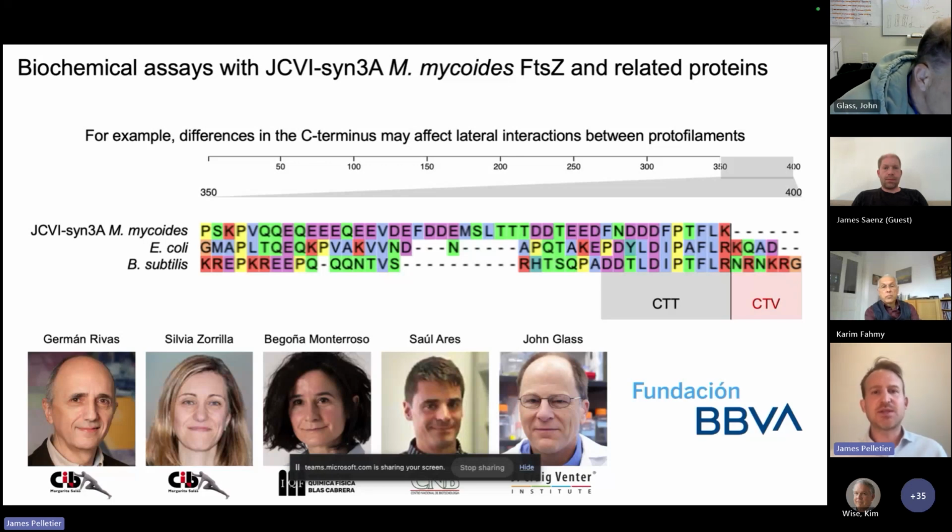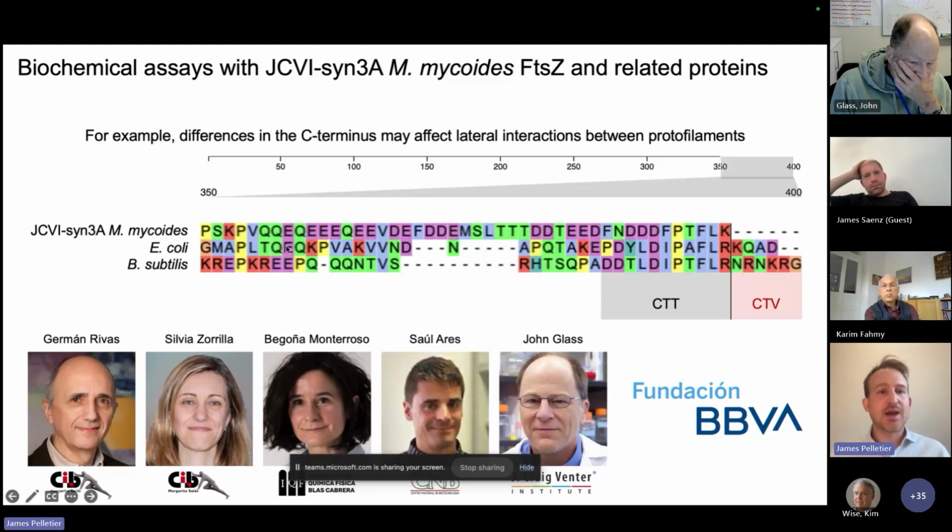For example, this is the C terminus of FtsZ shown. In FtsZ, the C terminus is known to affect lateral interactions, as well as interactions with other proteins that anchor it to the membrane. And in contrast to the E. coli and Bacillus subtilis versions of this protein, the Mycoplasma mycoides has a ton of negative charge in the C terminus. And so we expect there will be interesting biochemical differences between these purified proteins, and we've just started this work.